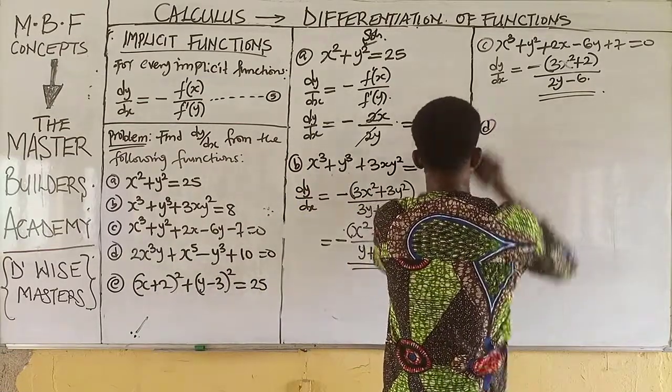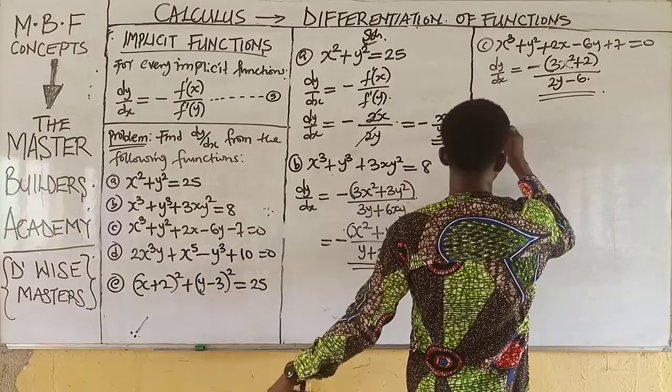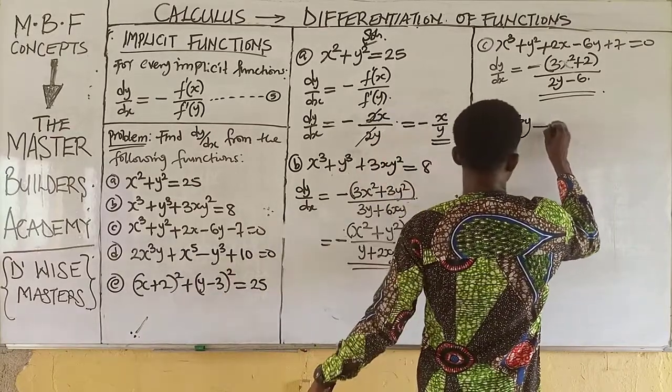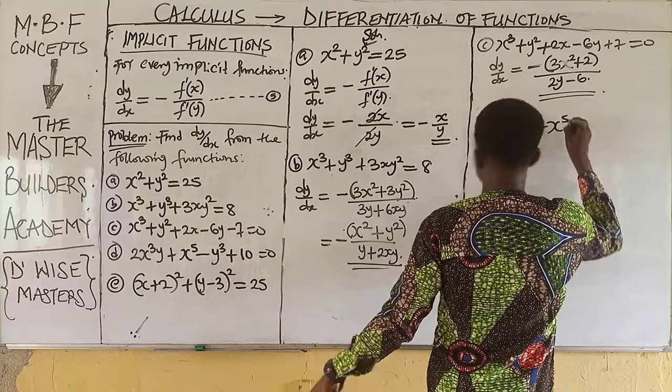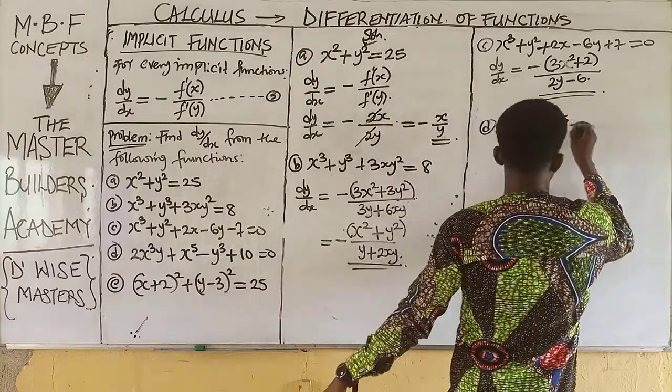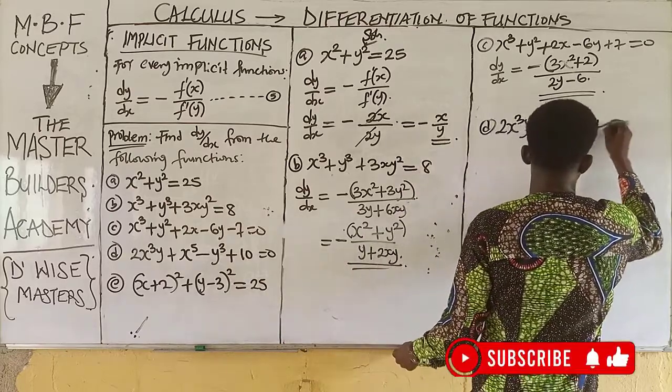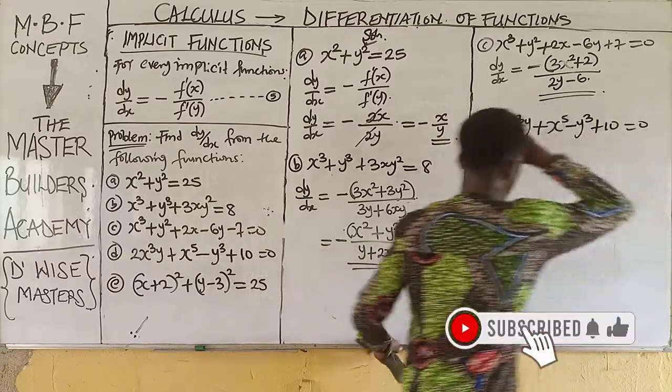We are asked to differentiate 2x cubed y plus x to the power of 5 minus y cubed plus 10 is equal to 0.